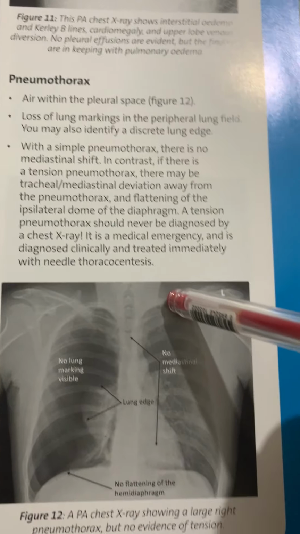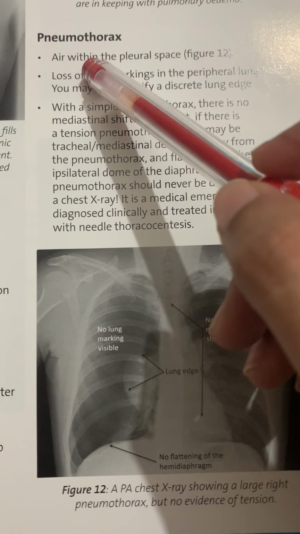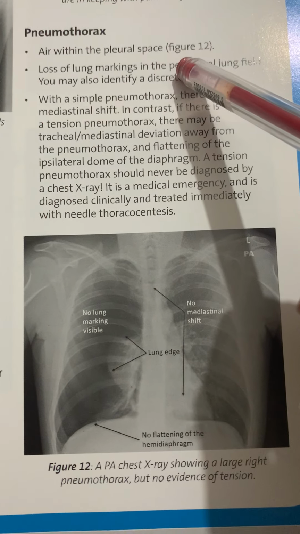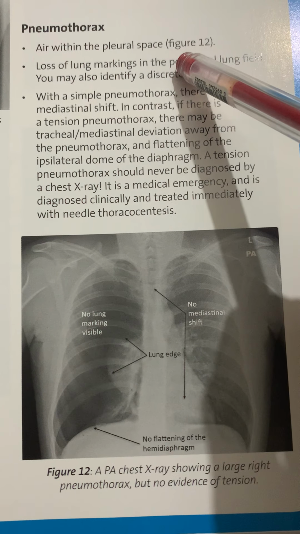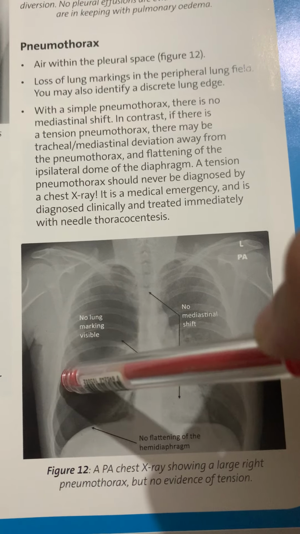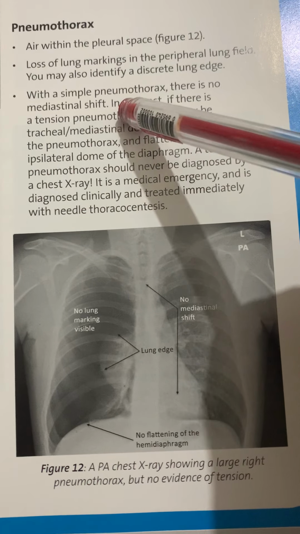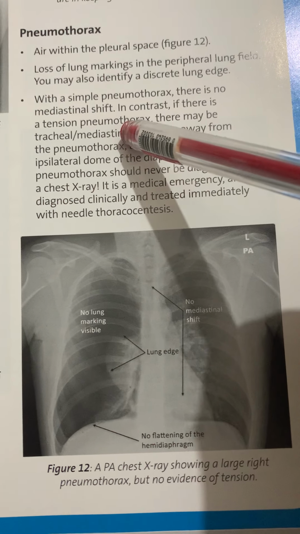Now coming towards the case of the pneumothorax. In the case of the pneumothorax, air within the pleural space is present. Loss of the lung markings in the peripheral lung field. You may also identify a discrete lung edge. With a simple pneumothorax, there is no mediastinal shift.